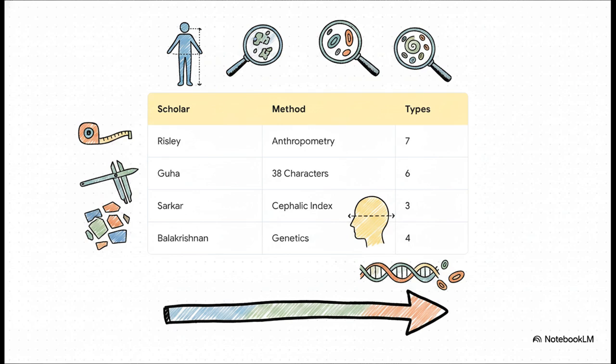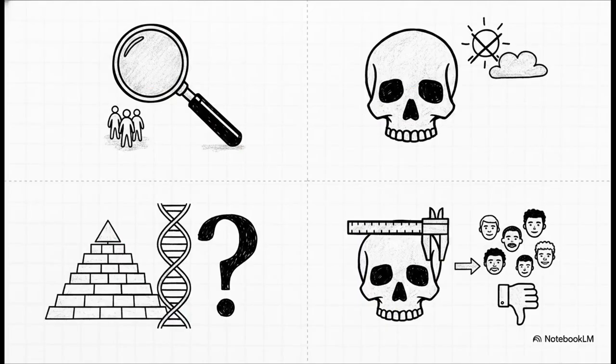Later on, S.S. Sarkar kind of pivoted, narrowing the focus way down to just the cephalic index, to define 3 types. And finally, V. Balakrishnan revolutionized the whole thing by using modern genetics and blood systems to map out 4 types. It's fascinating, right? You literally see the scientific lens zooming all the way from external bone measurements right down to internal genetics.